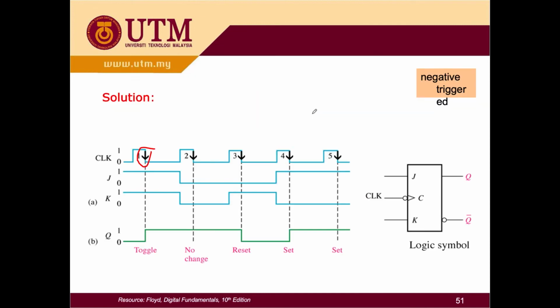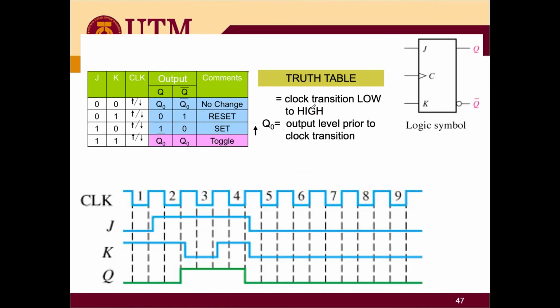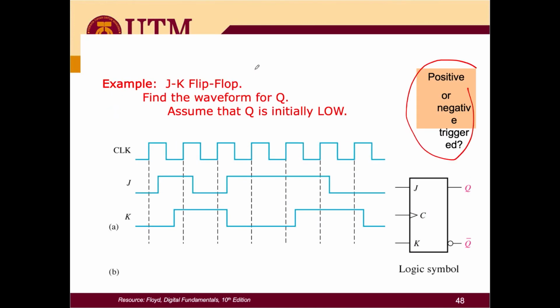Where is JK? This truth table, like this. From here. So what is the input?